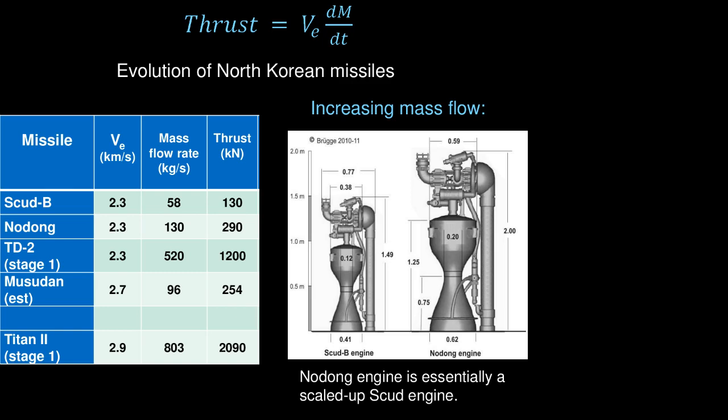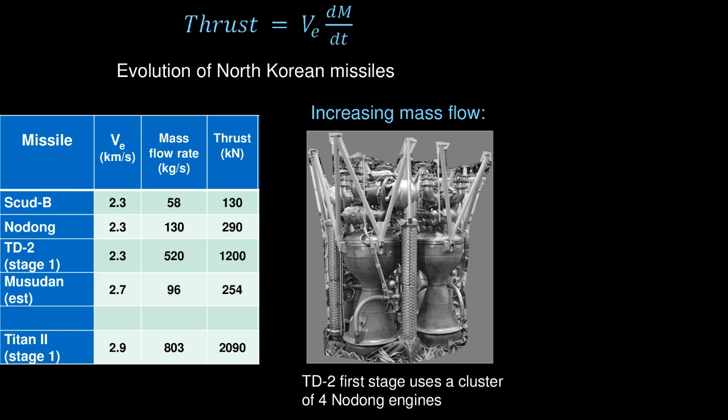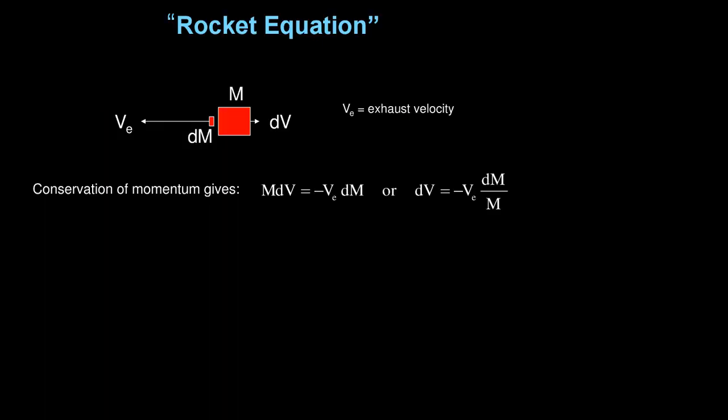Now, in going from the No-Dong to the Taepodong first stage, what they've done is they've taken 4 of those No-Dong engines, which they now have, and they've clustered them together. So you've now, simply by putting them together, have 4 times the mass flow, and so even with the same exhaust velocity, you've increased the overall thrust by a factor of 4. So that shows you basically how to increase the thrust. The next logical step would be to try and increase the amount of propellant so that the thrust can accelerate the missile for a longer time.